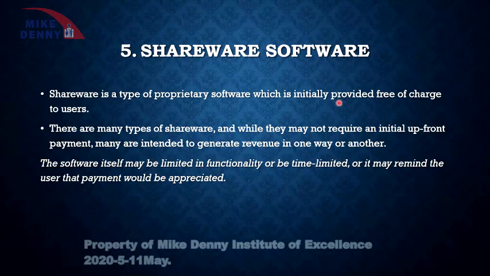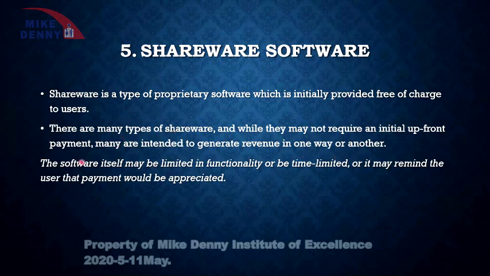So we also have shareware software. Shareware is a type of proprietary software which is initially provided free of charge to the user. When we say shareware, we talk about software that is not open source, it is proprietary, but it is provided free of charge. There are many types of shareware, and while they may not require an initial upfront payment, many are intended to generate revenue in one way or another.